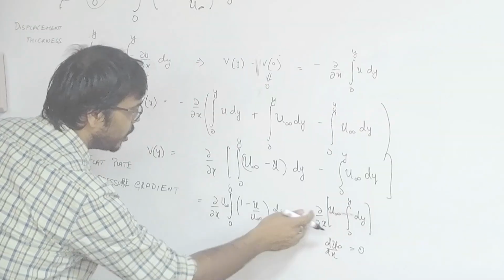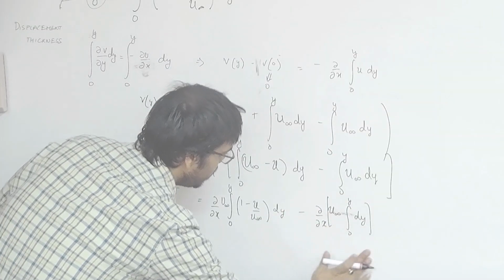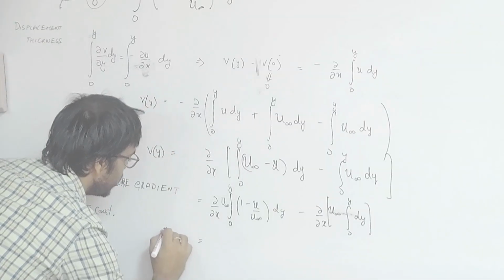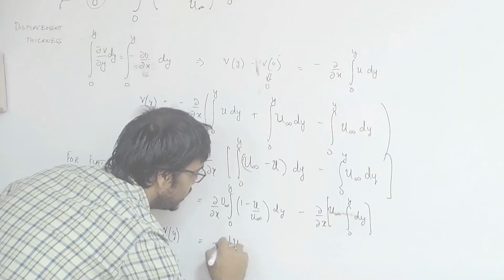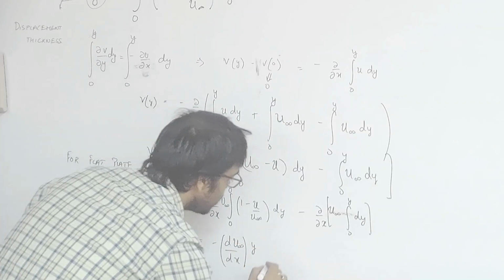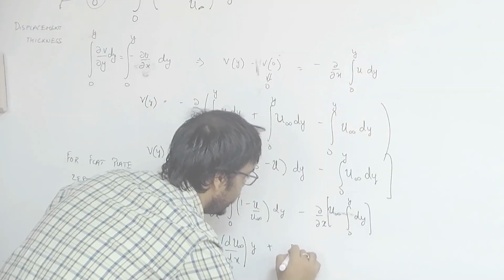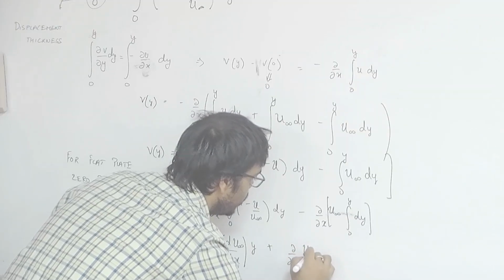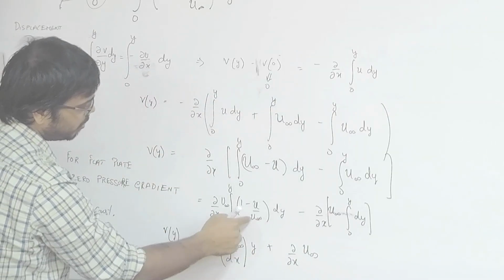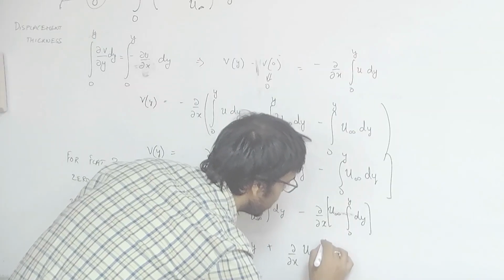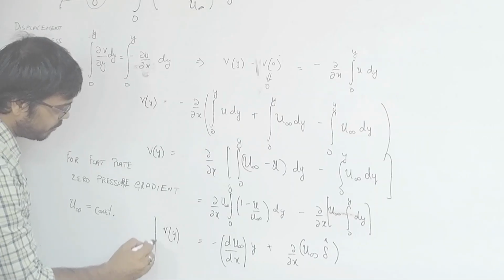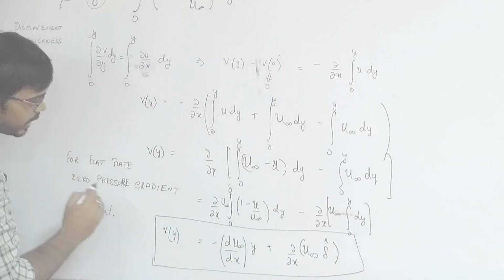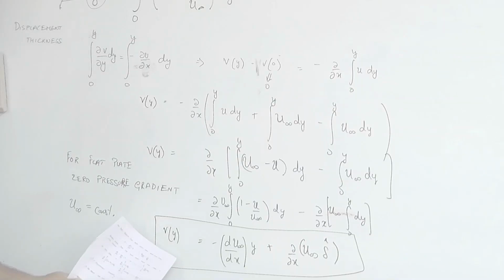Or if you do not want to substitute that here, we can further simplify v of y as minus d u infinity over dx times y plus del by del x of u infinity times the integral. If you look at this quantity, 1 minus u by u infinity dy, this is basically that delta hat. Now look at this expression for a minute and let us think about it intuitively. What does this v of y mean?